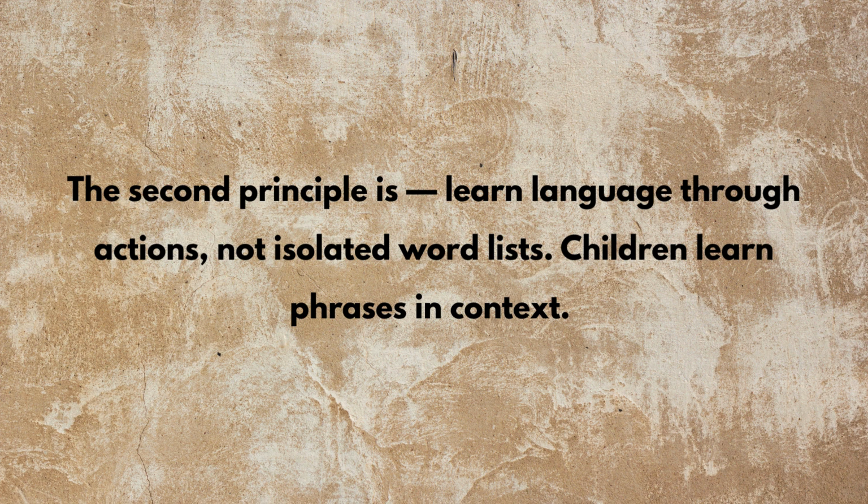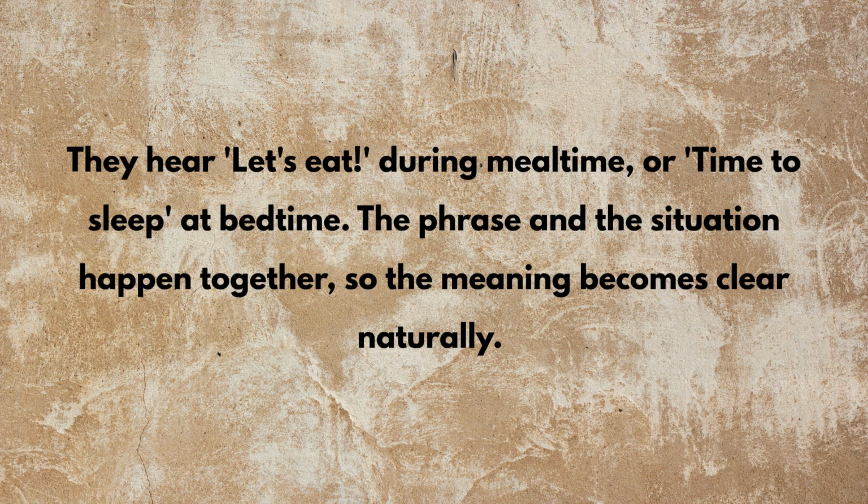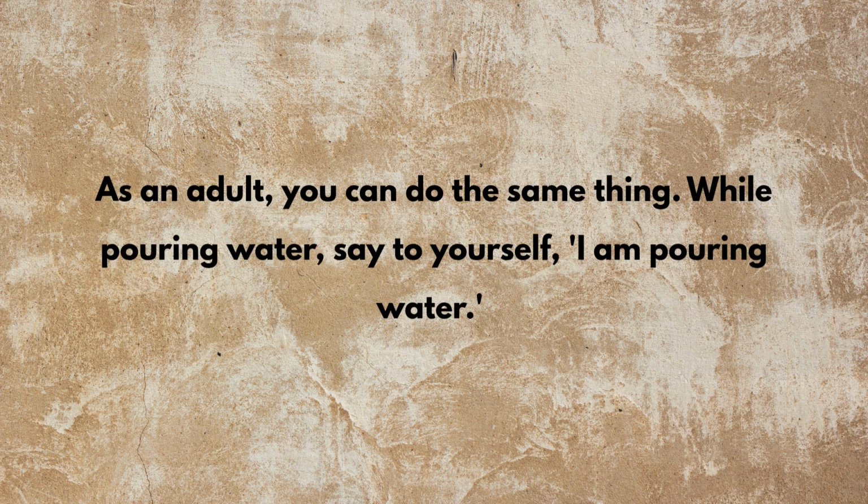The second principle is learn language through actions, not isolated word lists. Children learn phrases in context. They hear, "Let's eat" during mealtime, or "time to sleep" at bedtime. The phrase and the situation happen together, so the meaning becomes clear naturally. As an adult, you can do the same thing.